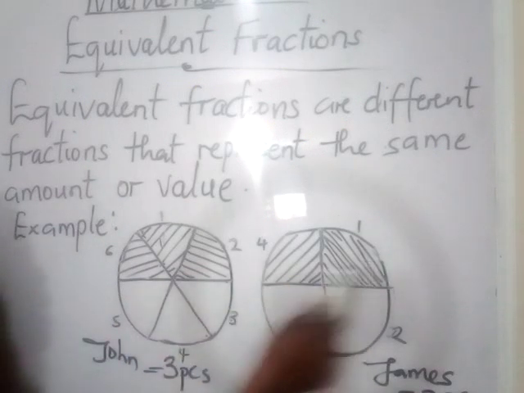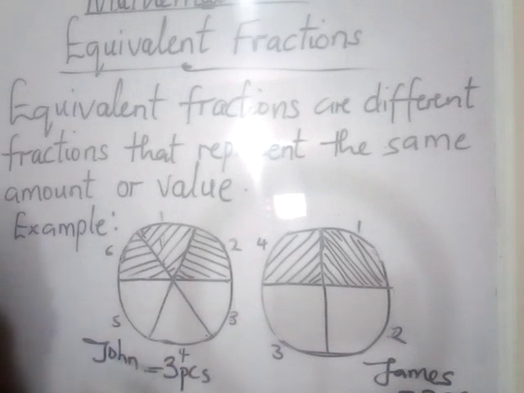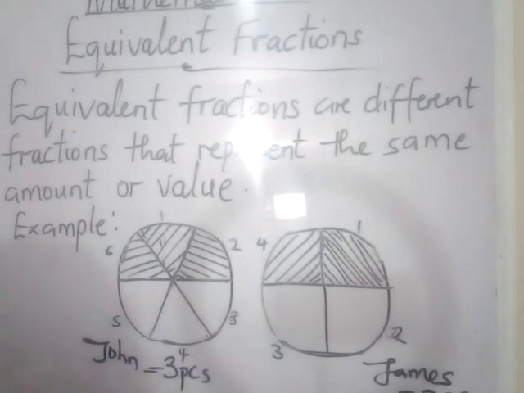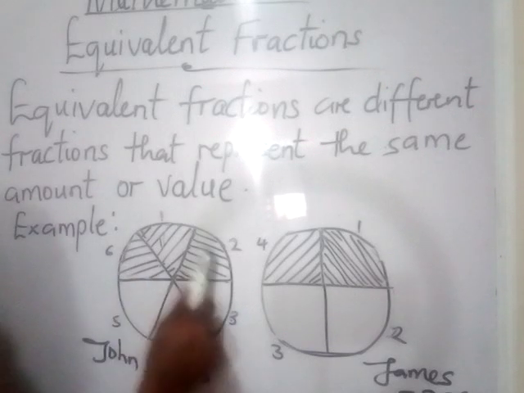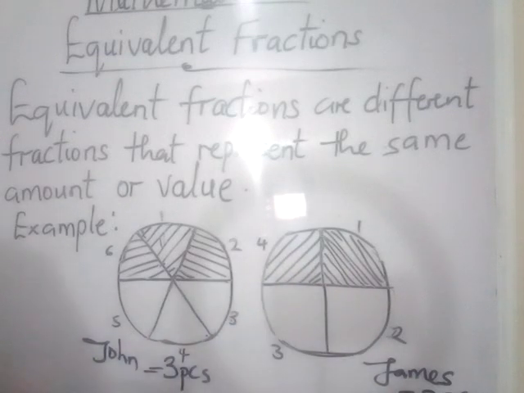So looking at the amount that James got and the amount of pizza that John got, do you think one got more pizza than the other or less than the other? No. They both got equal amounts of pizza, though different pieces. They got different number of pieces of pizza. John got 3 pieces, 1, 2, 3 pieces of pizza, while James got 2 pieces, 1, 2.